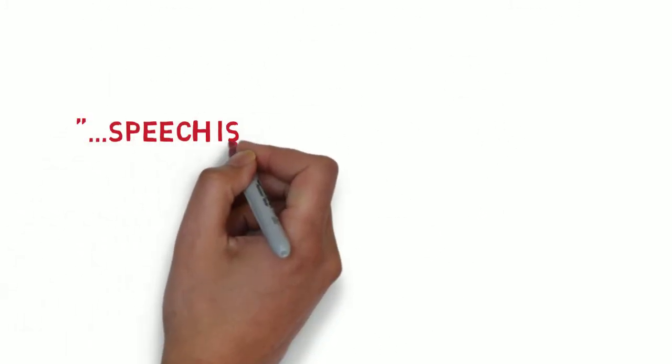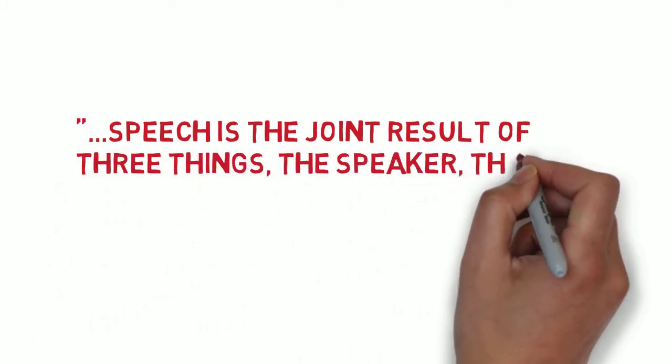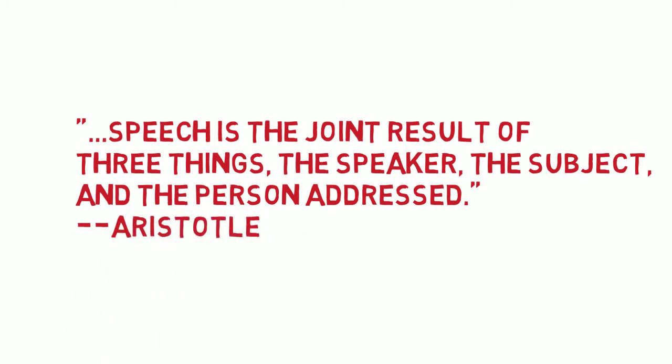According to Aristotle, speech is the joint result of 3 things: the speaker, the subject, and the person addressed. To re-emphasize, this shows that the audience is a key component of any rhetorical situation, be it writing or speech.